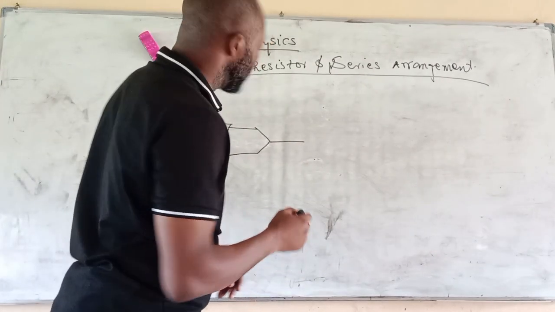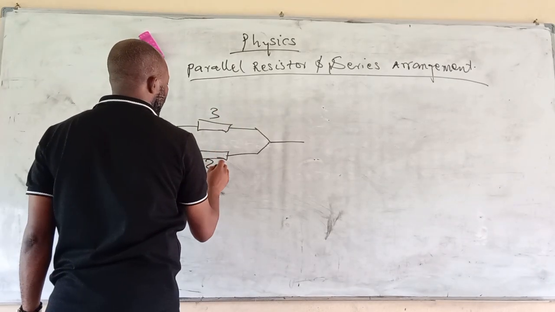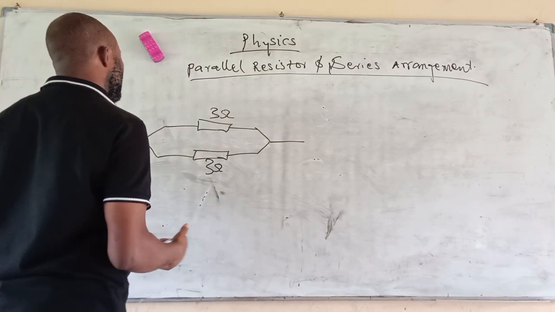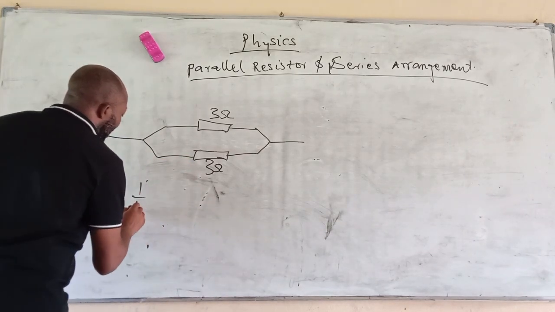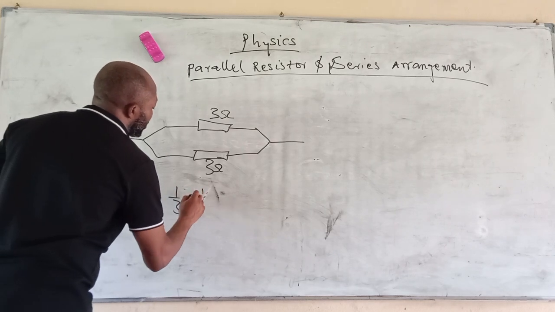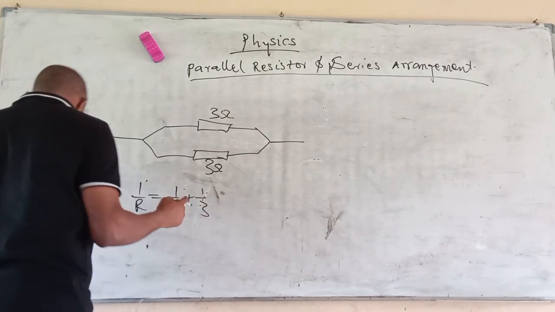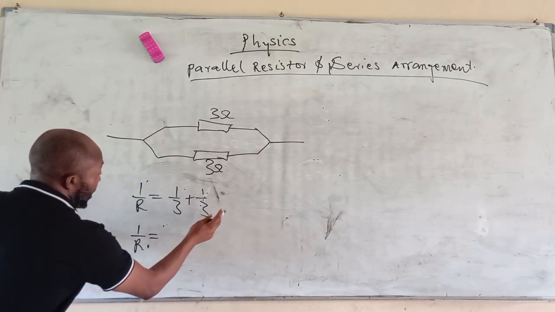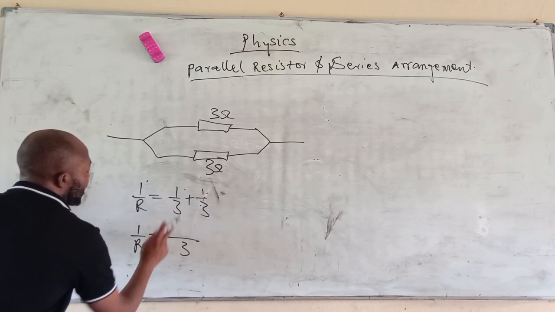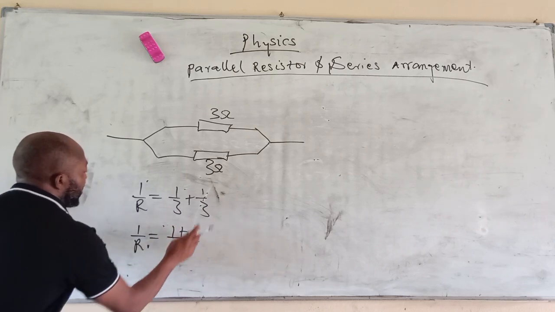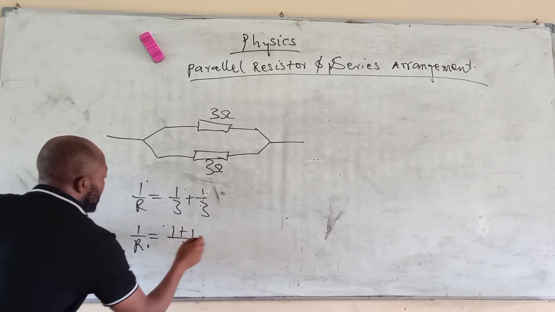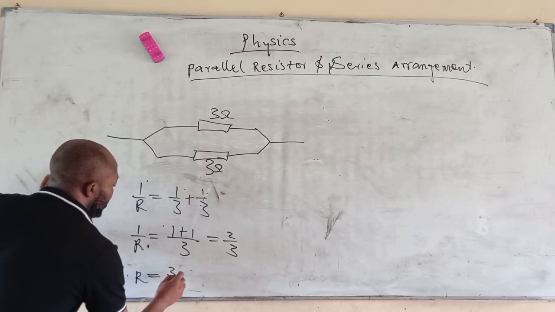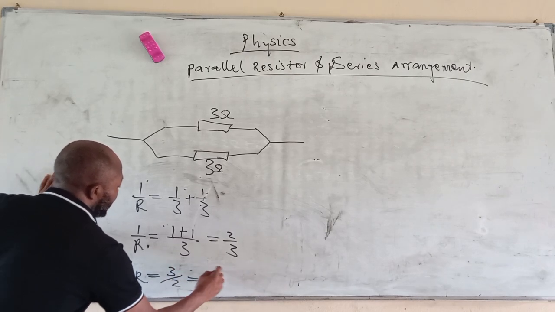And this is 3 and 3. So let's see if this one will give us 1, but these two are in parallel. So we have 1 over R is equal to 1 over 3 plus 1 over 3. So 1 over R is equal to, our LCM here is 3. 3 divided by 3 is 1, 1 times 1 is 1, plus 3 divided by 3 is 1, 1 times 1 is 1. So this gives us 2 over 3. The inverse is R is equal to 3 over 2, which is equal to 1.5.